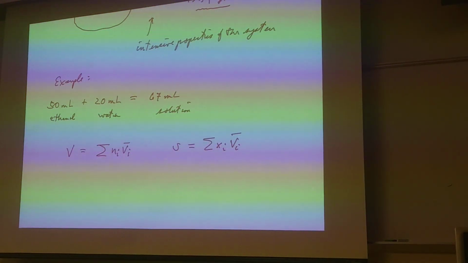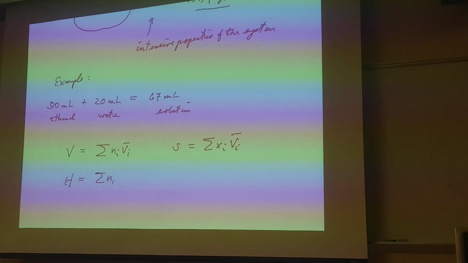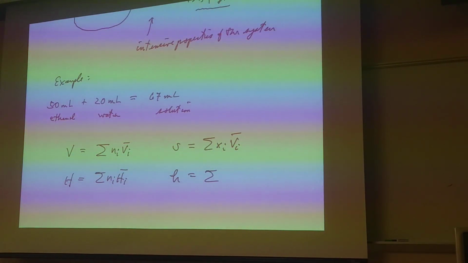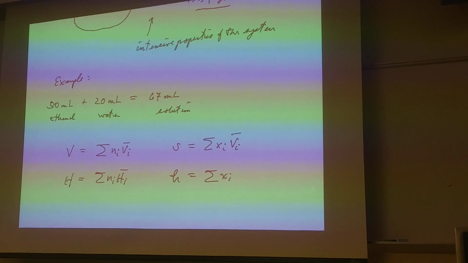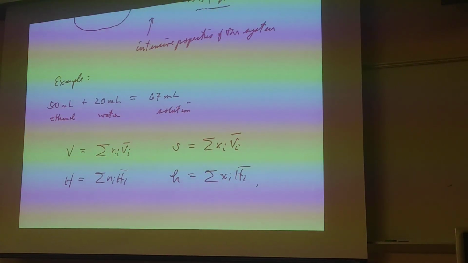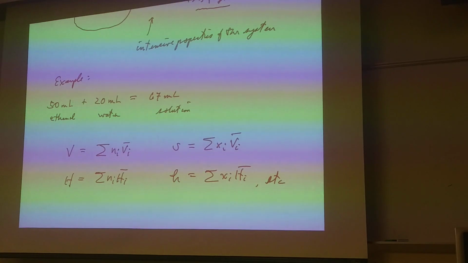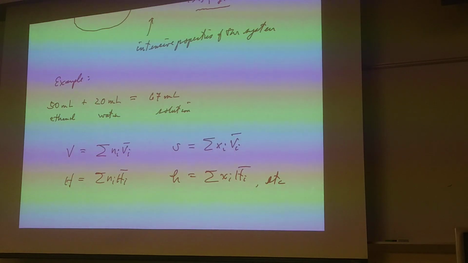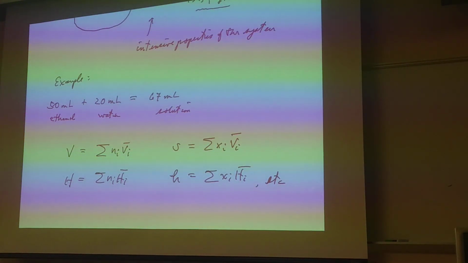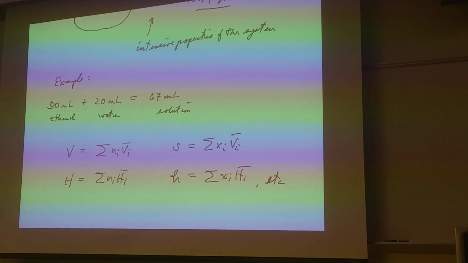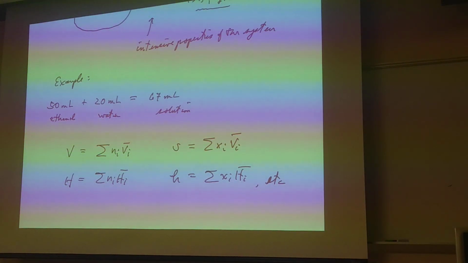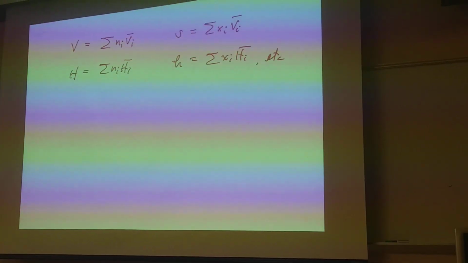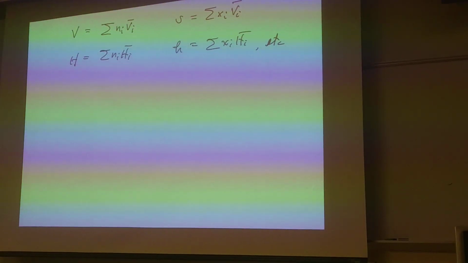And I can do that for any of these, so H is equal to the summation of n_i times the partial molar enthalpies, or the molar enthalpy would be mole fractions times partial molar enthalpies, and so forth for any of the properties. I could write it out for entropy or anything else. So now let's probe further and make use of the definitions that we've got here to explore the simplest of all possible systems, and of course that's ideal gases.